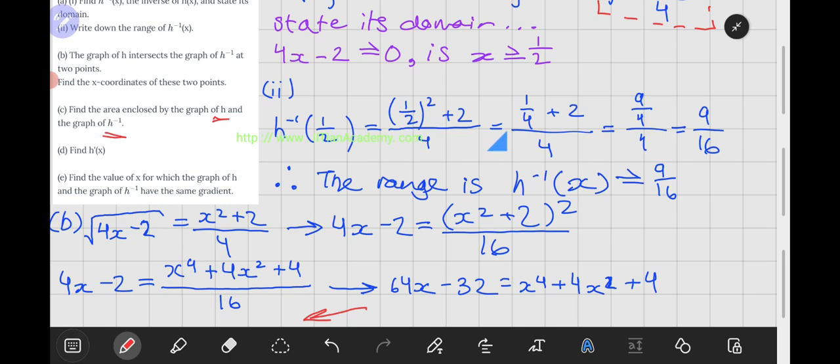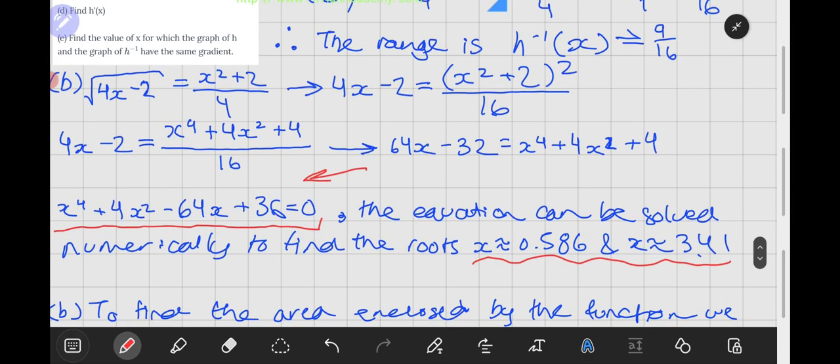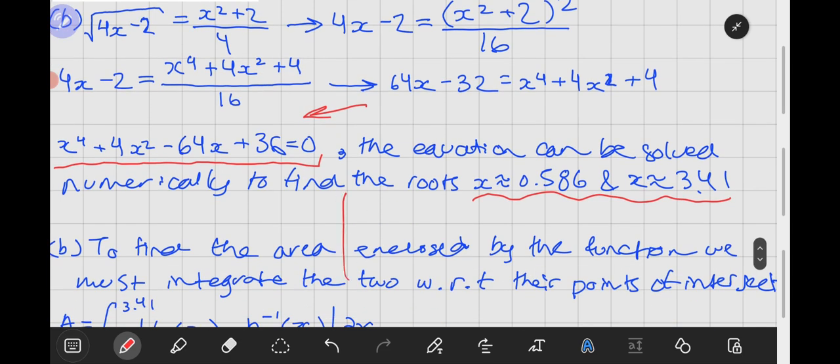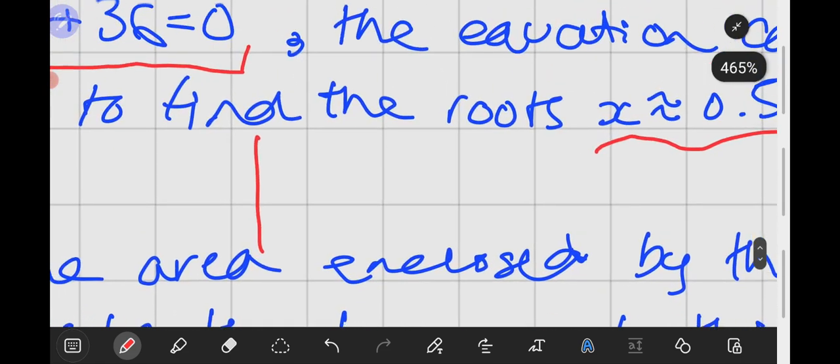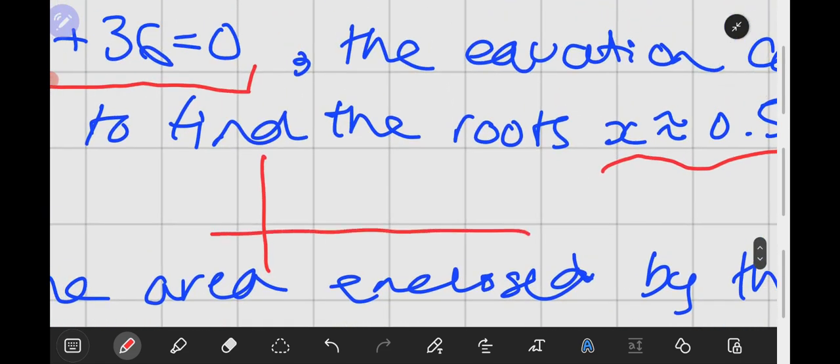And then for question C, we're asked to find the area enclosed by h and h to the power of -1. And the way we do this is, for any graph, if we have two functions, I'm going to make them simpler for the sake of ease.